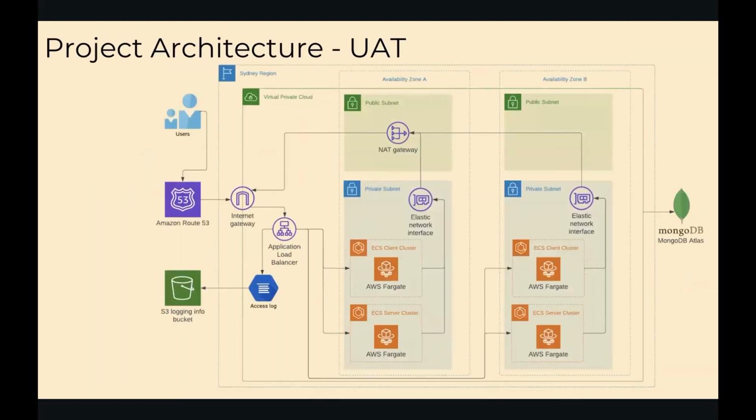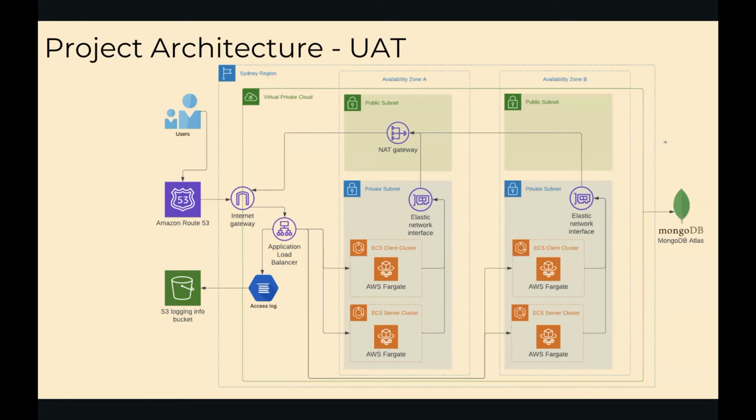The following graph shows the project architecture in the UAT environment. We deployed our applications in two availability zones within the Sydney region and used MongoDB Atlas as our database. The incoming traffic will be distributed by the application load balancer across these two availability zones. Meanwhile, it collects the access log and stores it in a private S3 bucket.